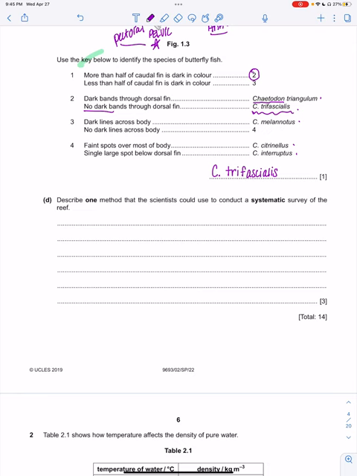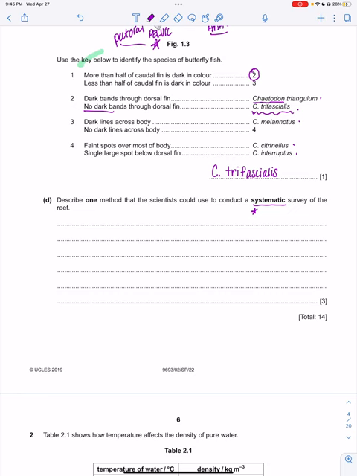Okay, describe one method that scientists could use to conduct a systematic survey of the reef. I did this on the review that I hosted for you guys on Friday, so if you were online, then you got to see it. And also in class, I demonstrated it for you. Systematic, I covered that term in the separate lecture I made for you a couple weeks ago, over sampling. There is continuous and then systematic. Systematic, you are going to need to have some sort of interval.